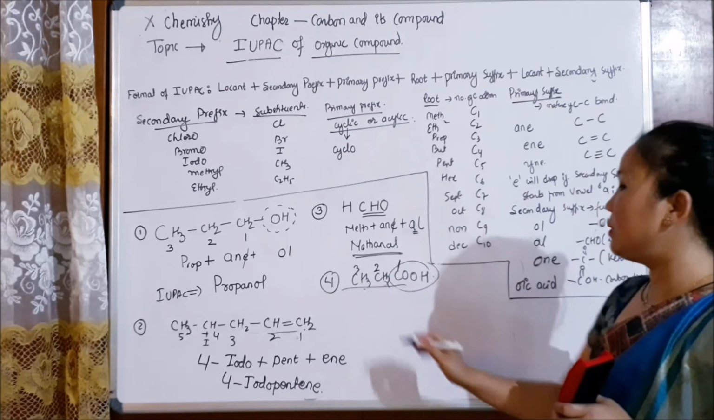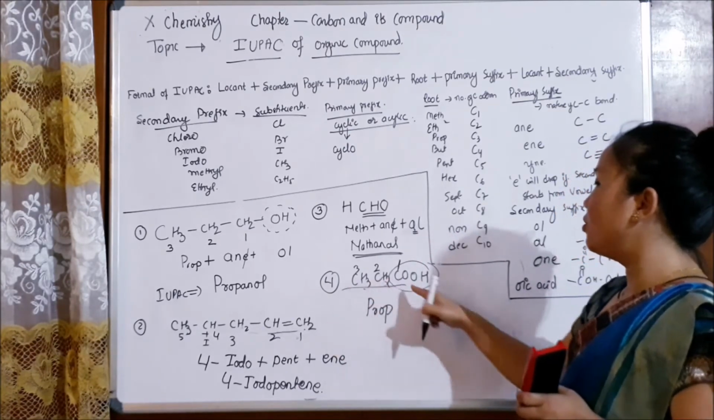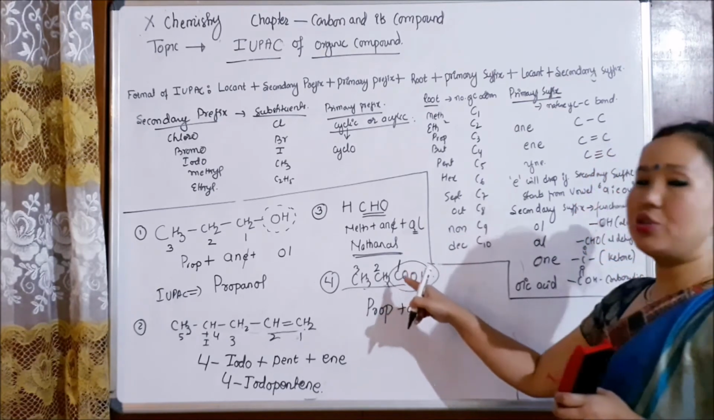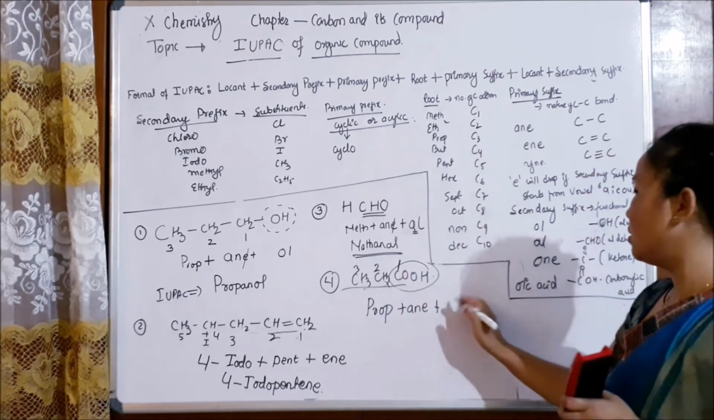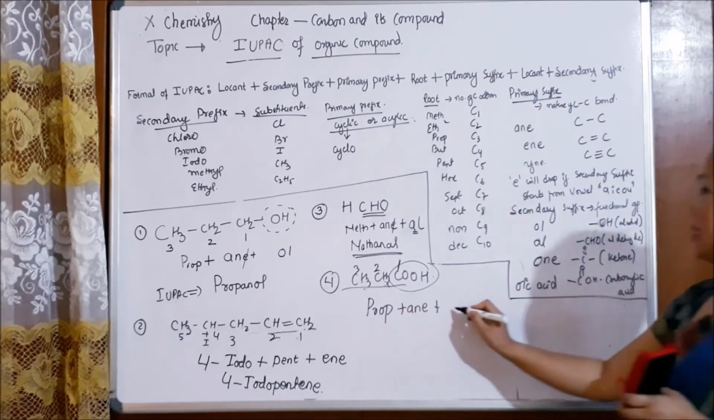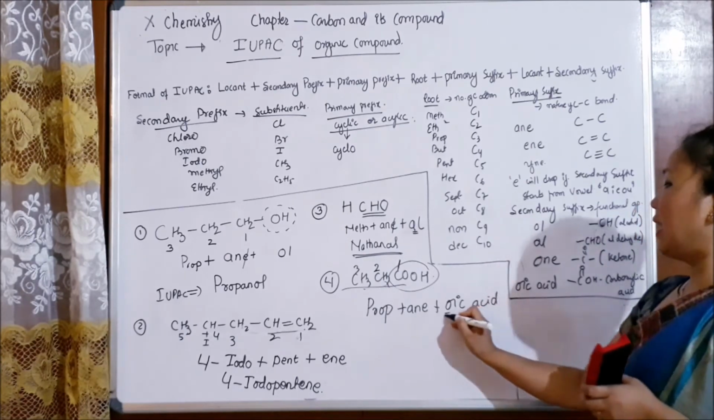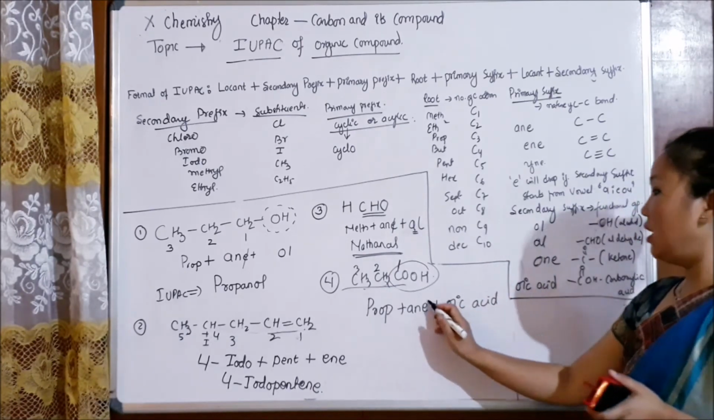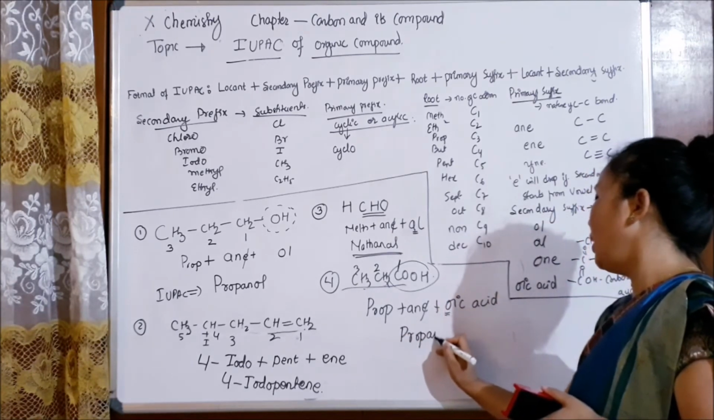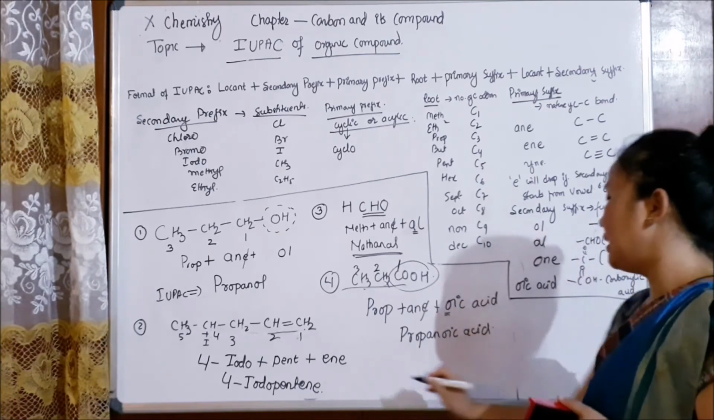So there are 3 carbons. So root is your prop. There is no double bond, triple bond, so an. Okay. Generally if it is in one position, there is no need to give the position. Then COOH, what do we write? Oic acid. Oic acid. So this again is a vowel, right? E will drop. So what happens? Propanoic acid. Okay sir?